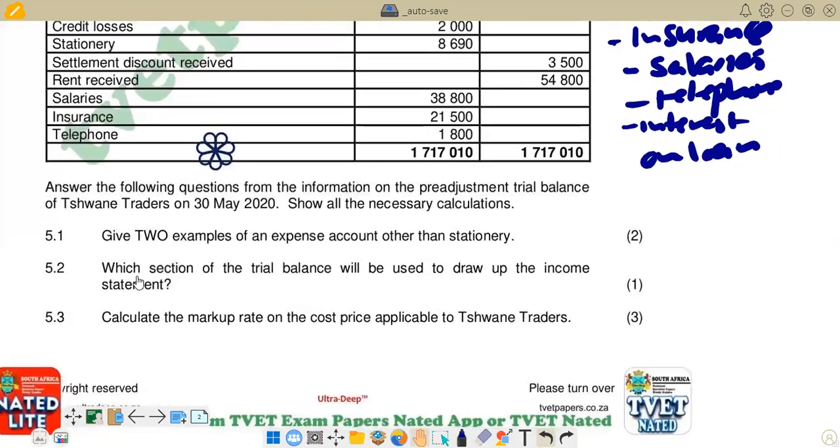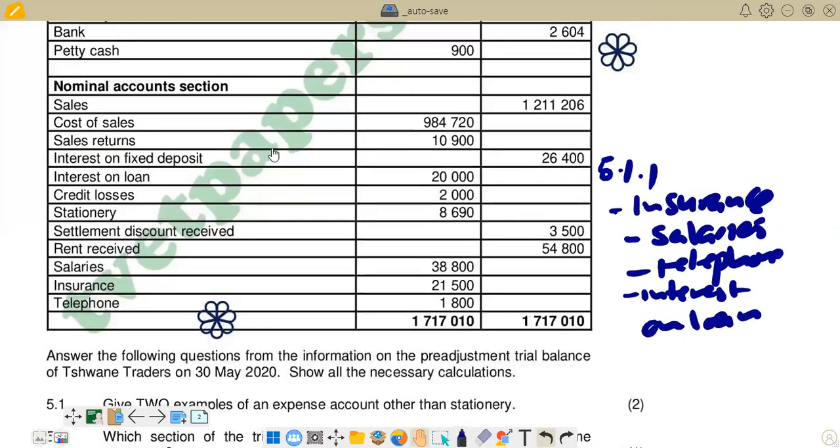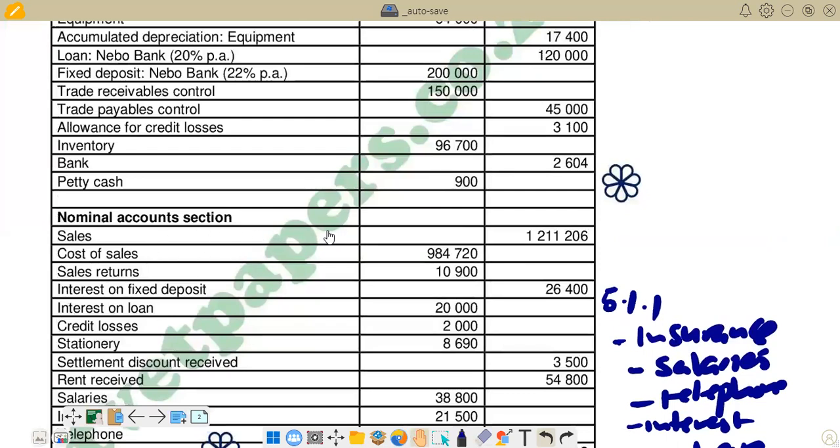The next question is saying which section of the trial balance will be used to draw up the income statement. When you're drawing the income statement, remember that's where we're going to put the revenue, the income, the expenses, and any receipts that we are going to receive during the period. That information we see in the nominal section. So this nominal section is where we find these amounts.